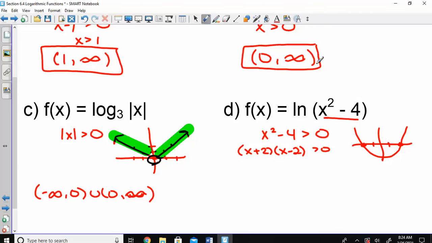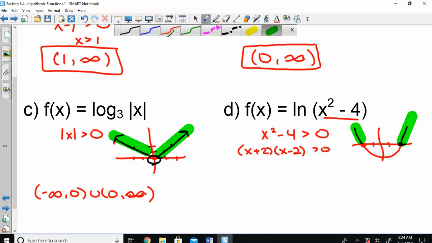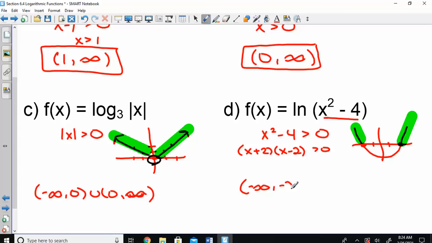So where is this graph above the axis? Negative infinity to negative 2, and 2 to infinity. And we have to put parentheses on the 2 and negative 2 because we can't have equal to 0, just the greater than.